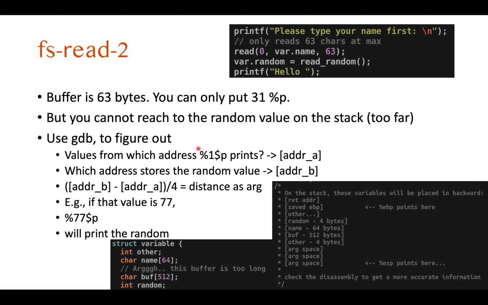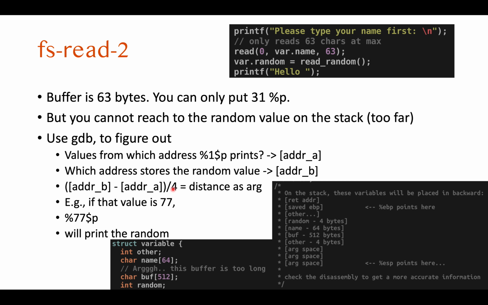So how can you do that? You can set a breakpoint at the printf, the format string vulnerability, and then you can identify where the location of the %1$p is. And then you can also get the address of the random value. If you subtract these two addresses, then you can get the distance from the first argument to the random value, and then you need to divide this by 4 in 32-bit and by 8 in 64-bit, because the unit of an argument is 4 bytes in 32-bit and 8 bytes in 64-bit.